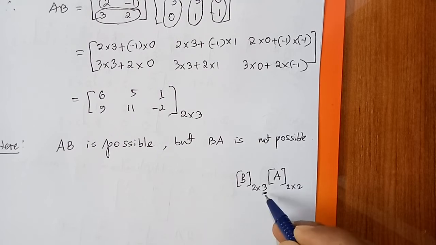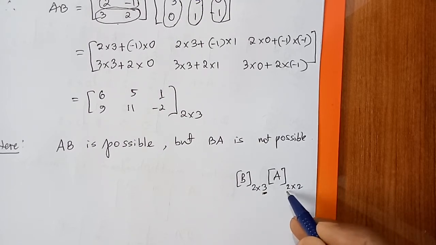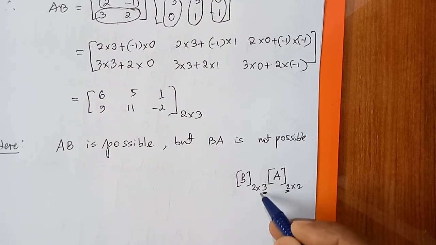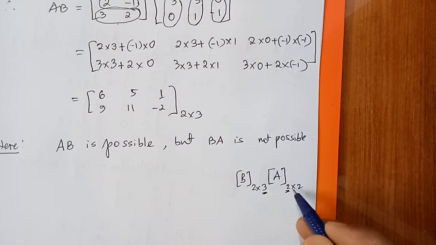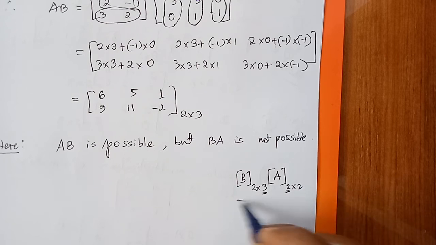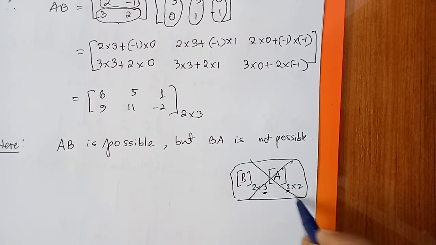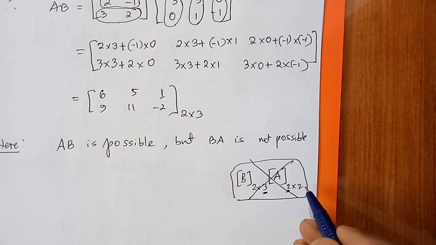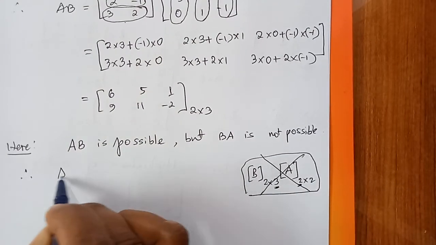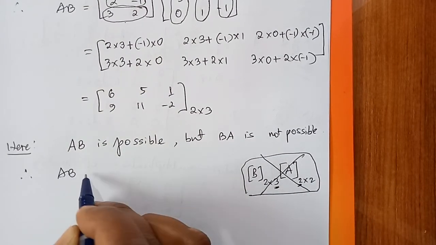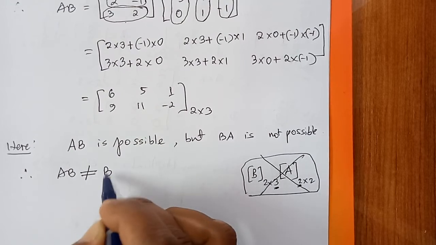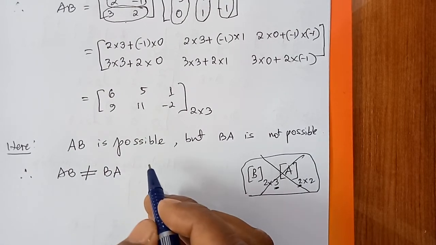So when you find the product, the second number of the first matrix should be the same as the first number of the second matrix. So the number of columns of the first matrix should be equal to the number of rows of the second matrix, but here you see these two are not equal. So therefore this product is not possible. So therefore AB is not equal to BA.